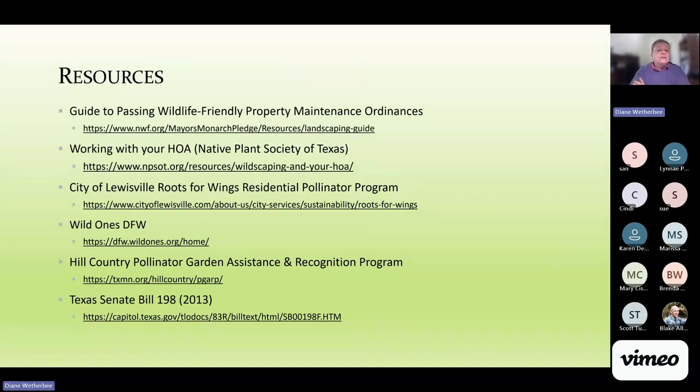I'm going to leave that up for a second if you want to take a screenshot of that. There's the Mayor's Monarch Pledge, which has a guide to passing ordinances that are wildlife friendly. That's a great resource for either HOAs or cities. Working with Your HOA is a whole website from the Native Plant Society that has a lot of different resources. That's a great place to start if you need some resources.